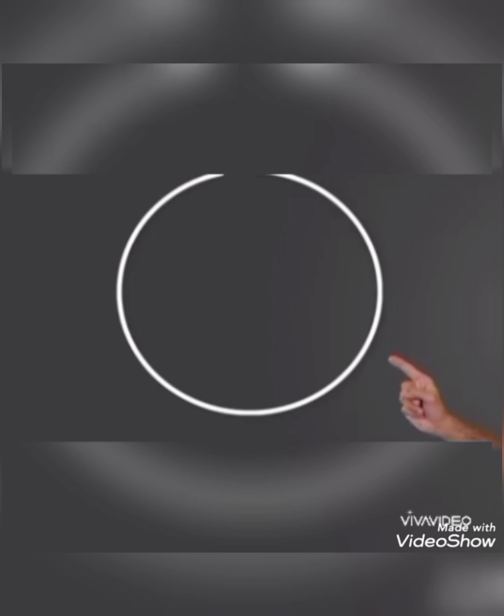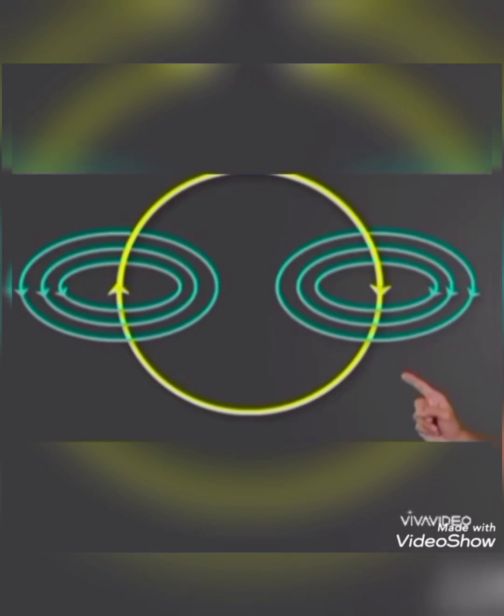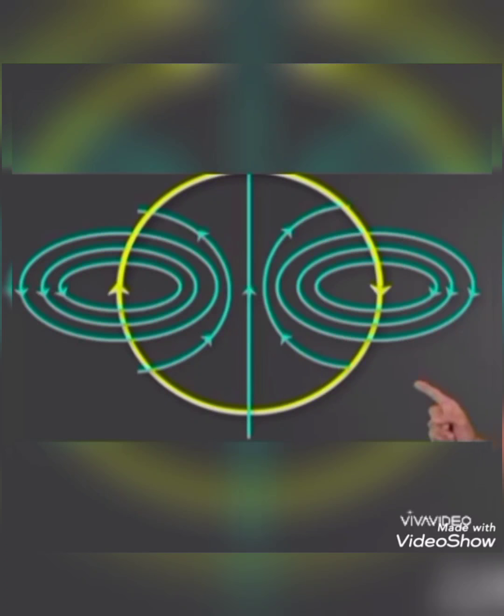Take a straight wire and bend it into a circle like this. Now when you pass current through the wire, it produces a magnetic field. When current flows through the wire, a magnetic field is produced around the wire. The magnetic field of a circular loop is stronger than that of a straight wire.